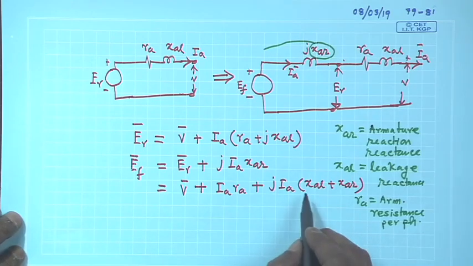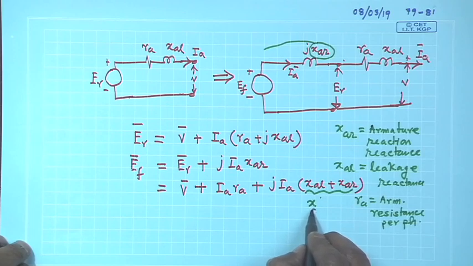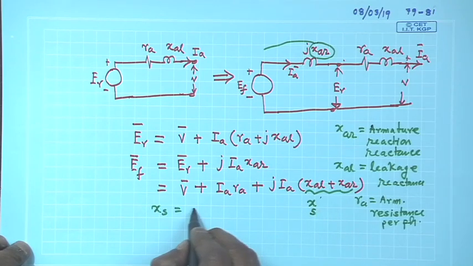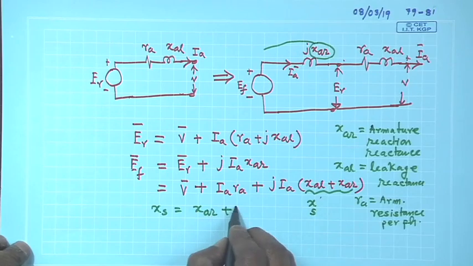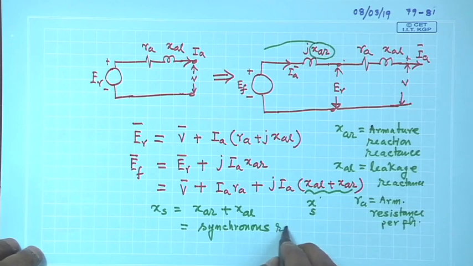And these two together can be considered to be a single reactance, and it is written as X S, X suffix S, which is equal to X A R plus leakage reactance, and is called the synchronous reactance, a very important reactance. Whenever people talk about a synchronous machine, they will ask what is the armature resistance per phase, what is the synchronous reactance per phase.